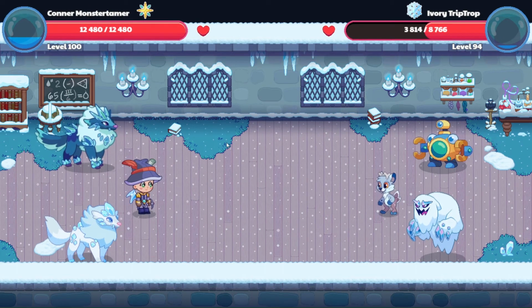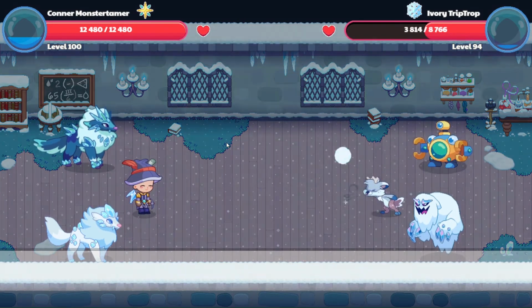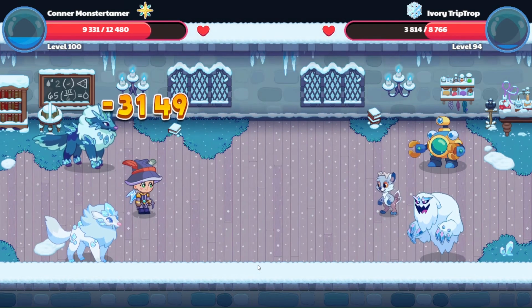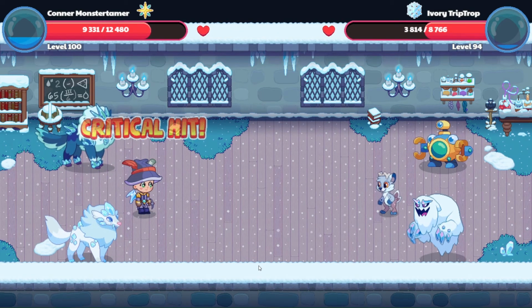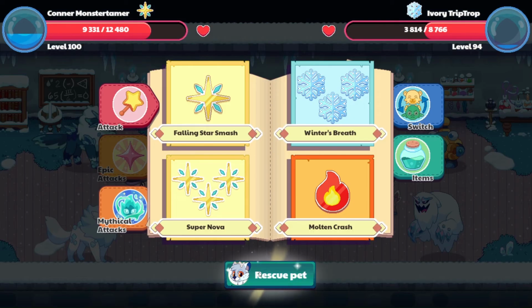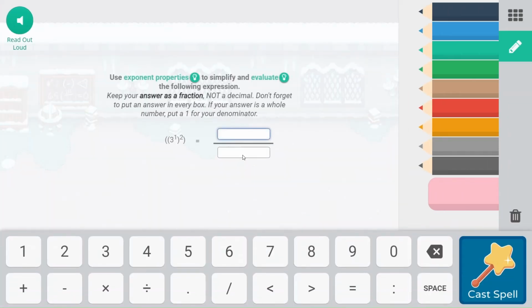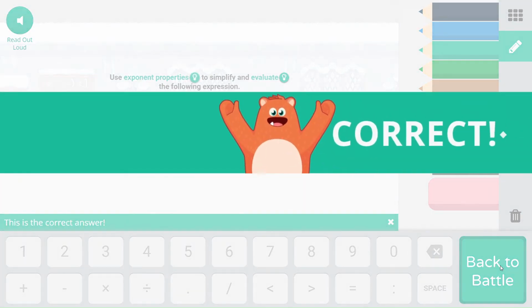That was a really nice hit, BF. Thank you. Okay, remember we're going to capture. Sometimes I have to talk to myself as I'm playing to remember to capture. I don't know if that happens to you or not, but alright, use exponent properties. So this is 1 times 2, which would be 3 times 3. So it's going to be 9 over 1, because the parentheses means that we multiply. Woohoo!